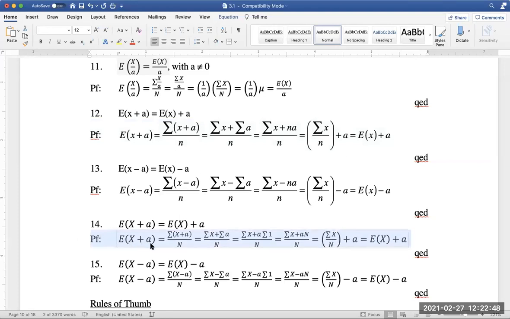Expected value of X plus A is the sum of X plus A over N. By property of summation, this is the sum of X plus the sum of A over N. The sum of A, I can bring the A out in front of the summation. So it's just A times the sum of one, but the sum of one is N. Divide each of these terms in the numerator by N. So the sum of X over N is the expected value of X. A N over N is just A. And so that is what you wanted to show.